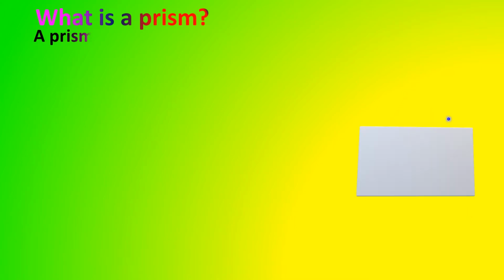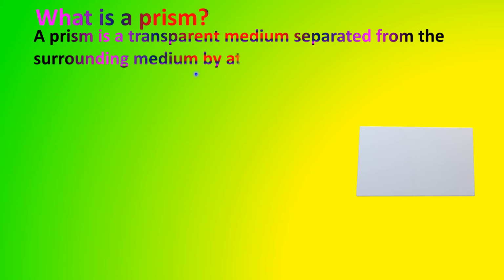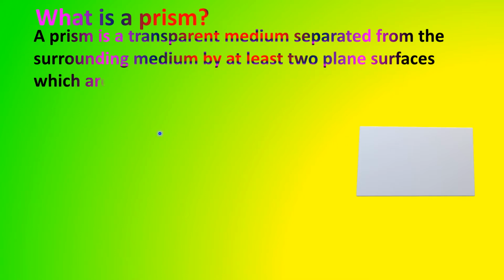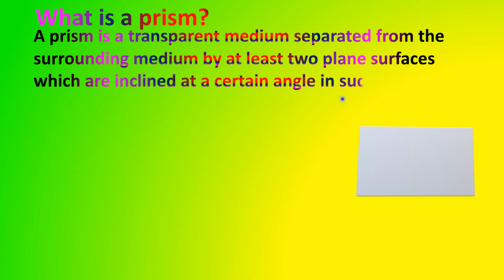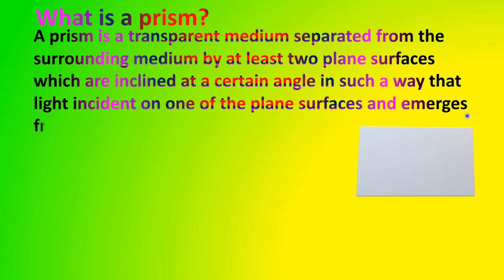Okay, so a prism is a transparent medium separated from the surrounding medium by at least two plane surfaces, which are inclined at a certain angle in such a way that light incident on one of the plane surfaces emerges from the other plane surface.